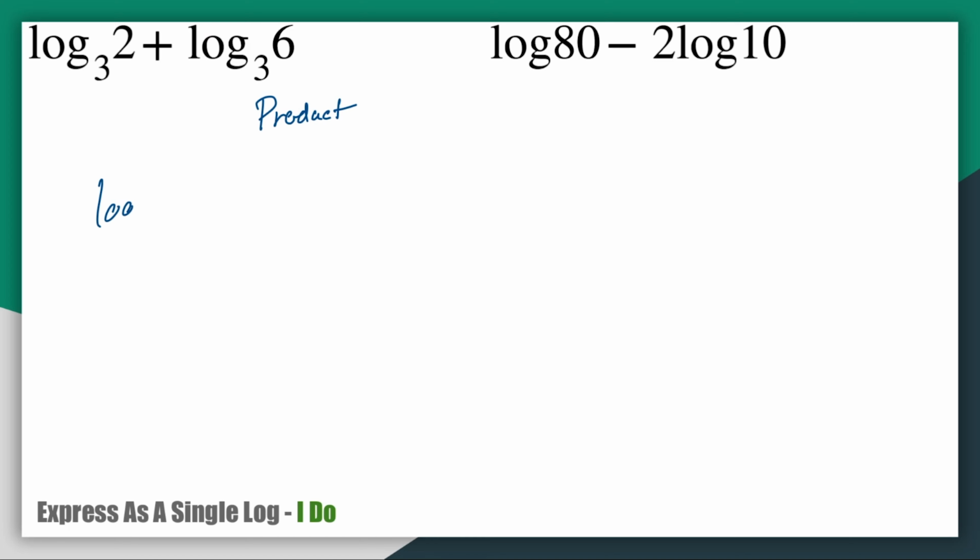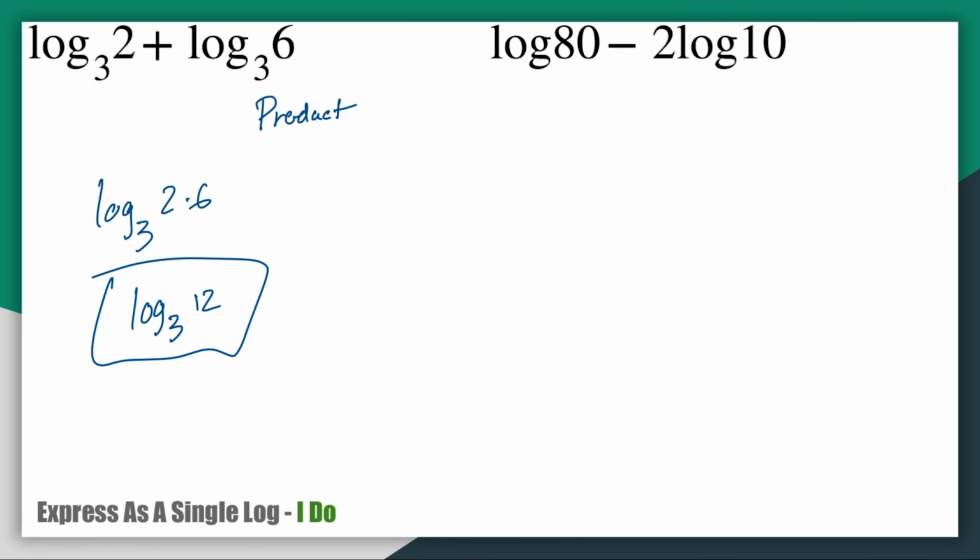This becomes log base 3 of 2 times 6. And those 2 and 6 are together, right? And so now that we have that, well, that really means that this is log base 3 of 12, and that would be your answer, okay? And this is very important to notice here. This would be very helpful for future math classes.